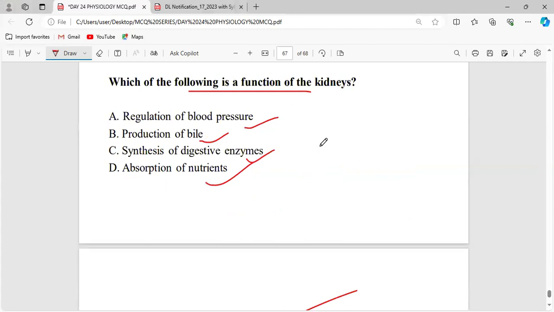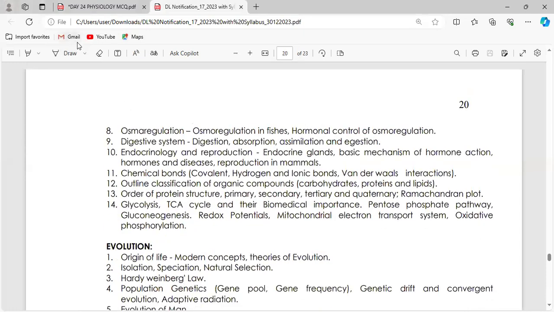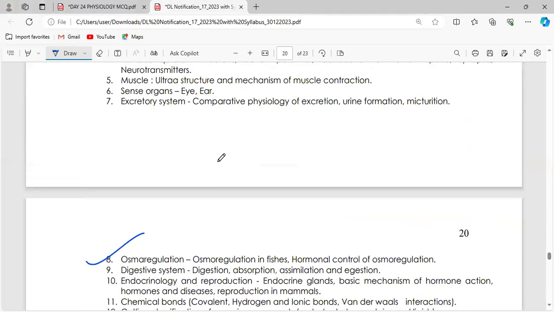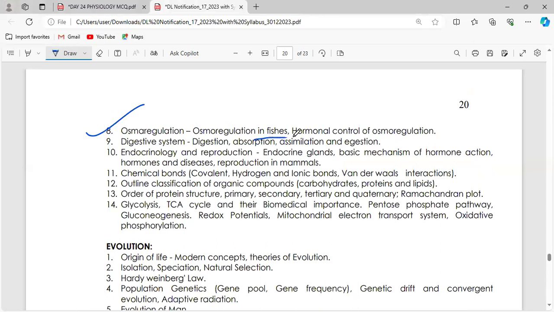What is the hormone secreted by the kidney that is involved in the production of RBC? That will be erythropoietin. Very good. Your tomorrow's homework will be osmoregulation, osmoregulation in fishes and hormonal control of osmoregulation.